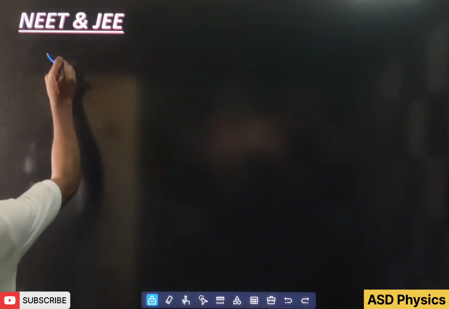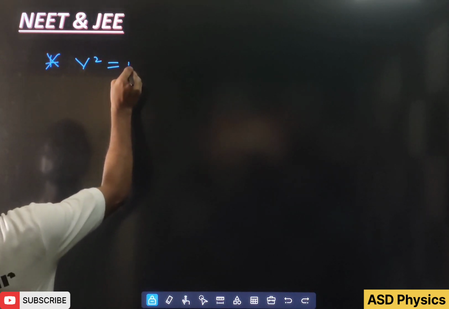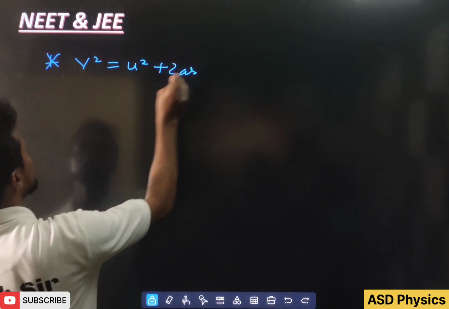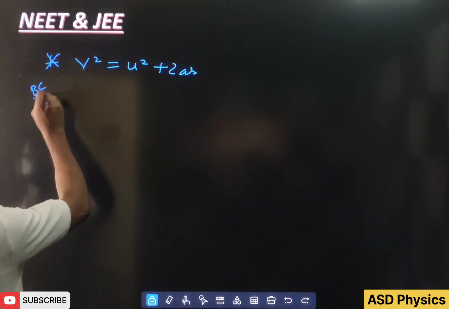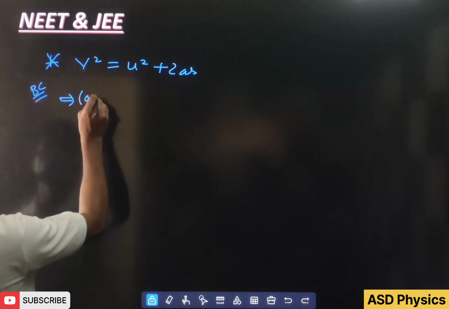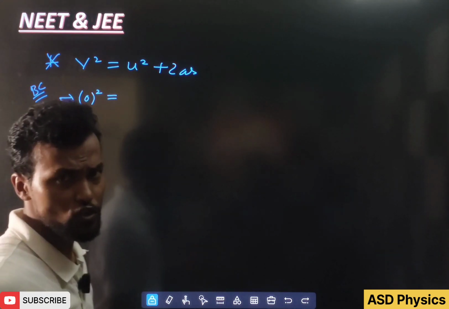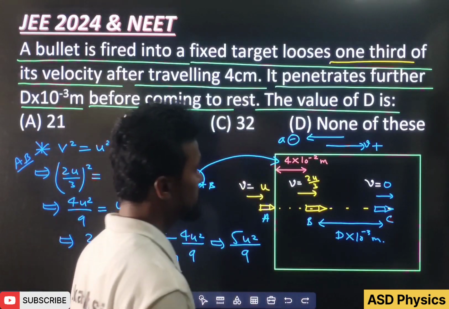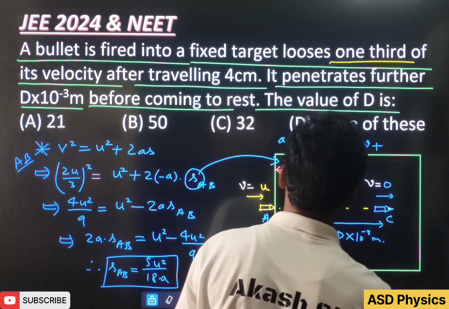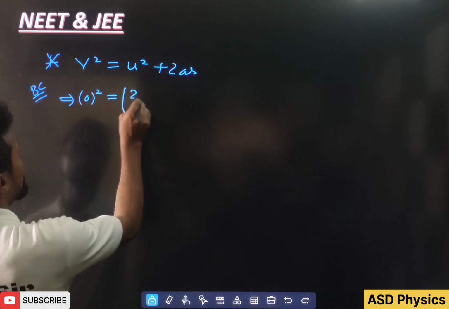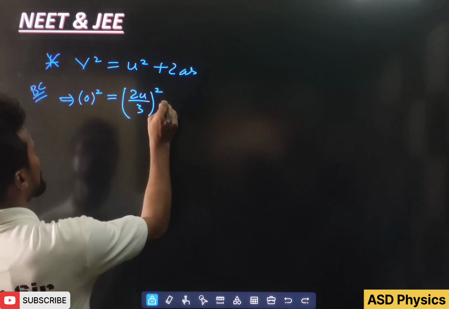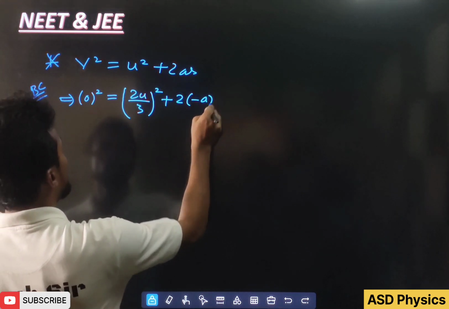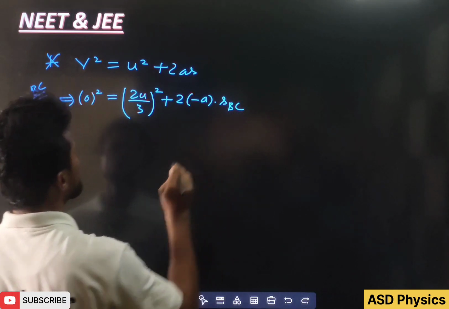Again, let's write the equation. v square equal to u square plus 2as. Now I am going to use it from B to C. B to C means final velocity is how much here? 0 square. Is it? And what is given as the initial velocity? 2u by 3, no? I will write here 2u by 3 square, plus 2 into minus a, and now it is going B to C.